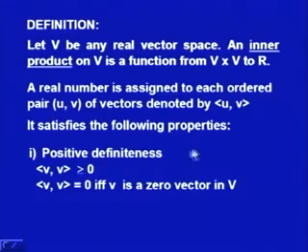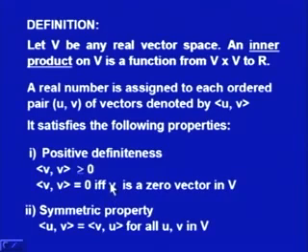The first property, we call it positive definiteness. This means that the inner product ⟨v, v⟩ is greater than or equal to 0, and ⟨v, v⟩ is 0 if and only if v is the zero vector in V. This is the positive definiteness. And the second is the symmetric property. This means that the inner product of u and v is the same as the inner product of v and u for all pairs u and v in V.